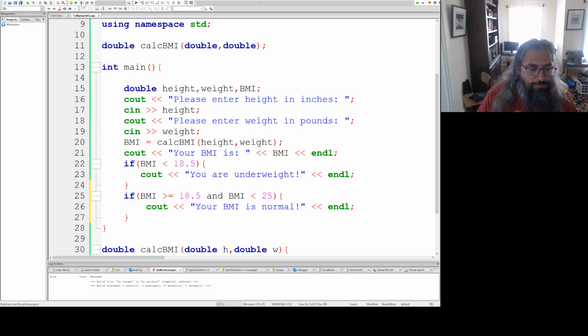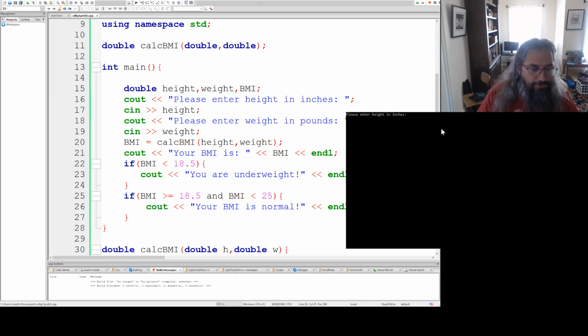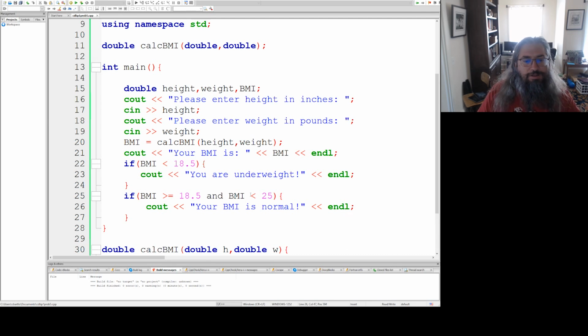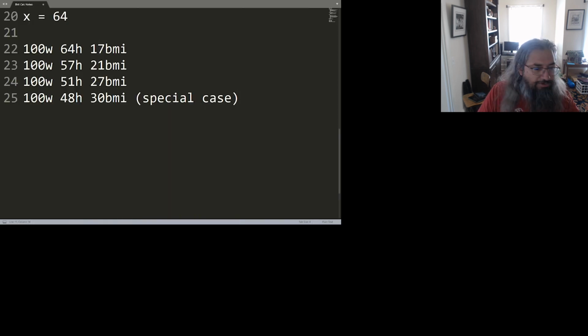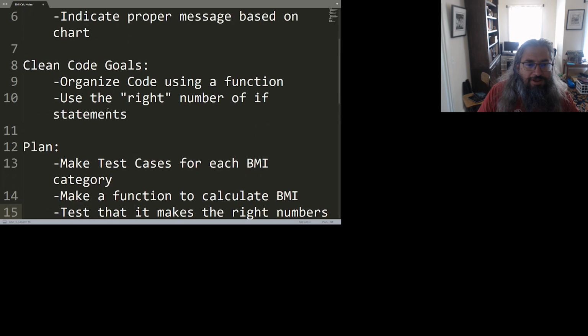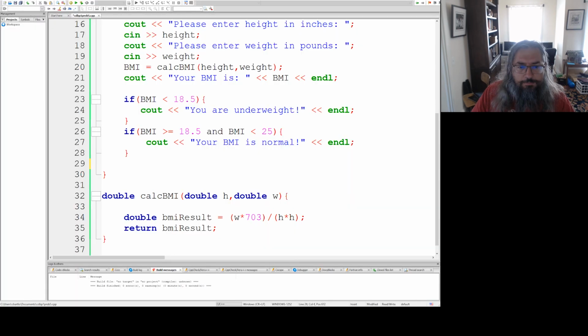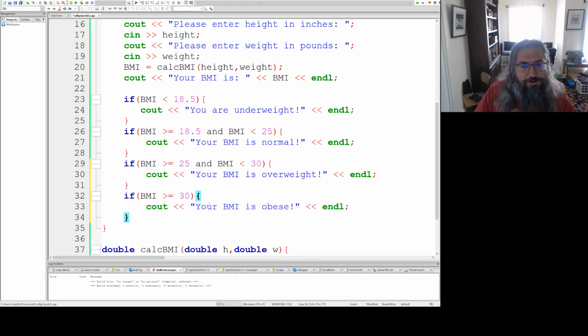So then if I put my other category in, so if I put in 57 inches, 100 pounds, hey, your BMI is normal. Great, printed out the message that I wanted. But remember that we put down over here, one of our goals was to tidy up our if statements a little bit. So let's take a second to put in the other two if statements, which I have copied and pasted here, in the same format that we were using.